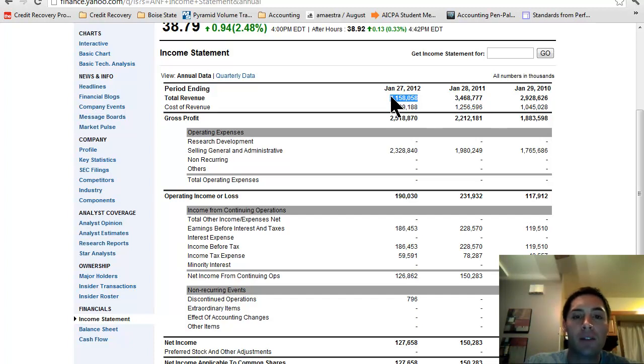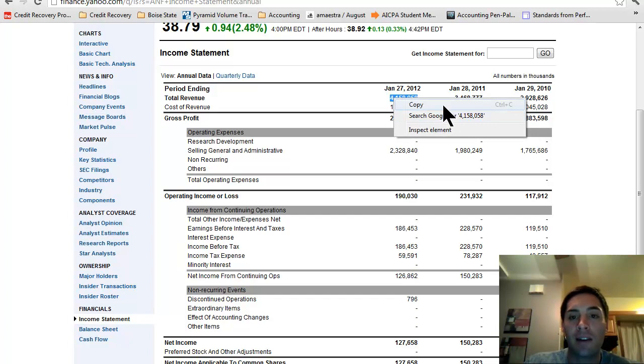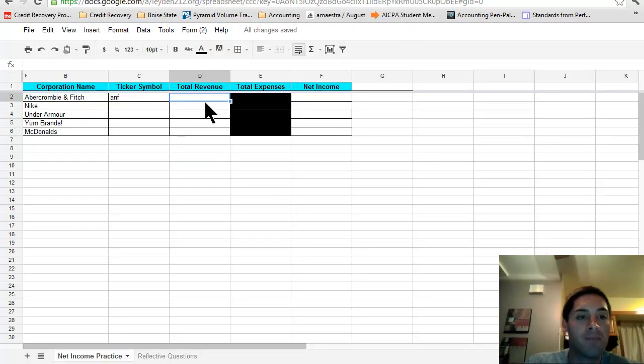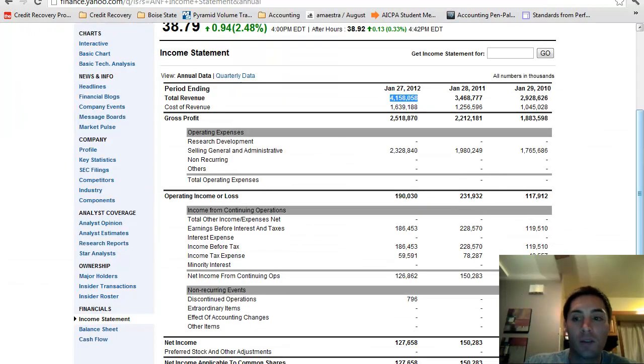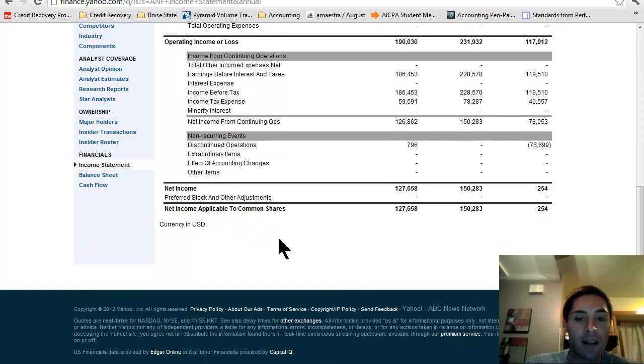So Abercrombie actually made last year $4,158,058,000. Not too shabby. Okay, if you want to copy and paste this, I don't have a problem with that. Total revenue. Now again, that's 4 billion, not 4 million. Now we need to figure out what their net income is, or their profit, also known as their bottom line. So we're going to look here, down at the bottom.